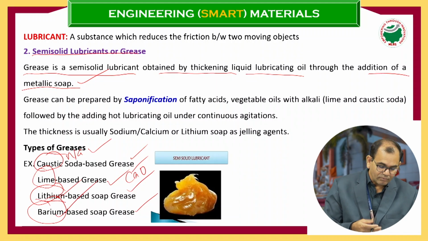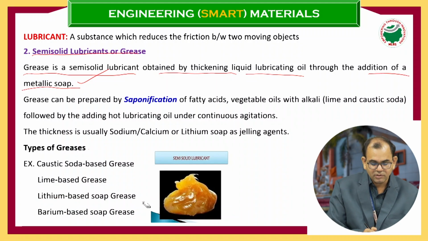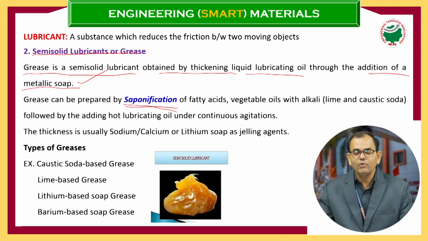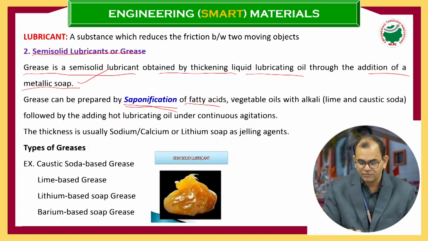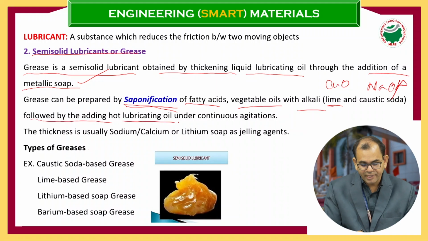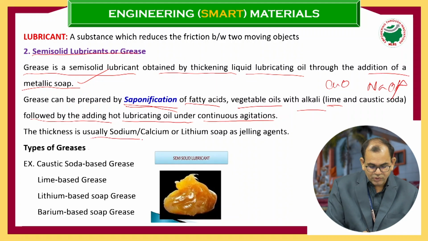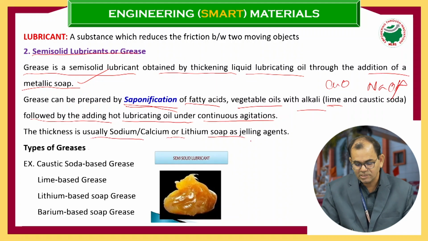Okay, now how is this grease prepared? The process is called saponification. Here I have highlighted: saponification of fatty acids, vegetable oils with alkali. Lime is nothing but calcium oxide. Caustic is nothing but sodium hydroxide related. Followed by adding hot lubricating oil under continuous agitation. Agitation is nothing but sonication or some disturbance, vibrations. Okay, and the thickener is usually sodium, calcium or lithium soap as a gelling agent.